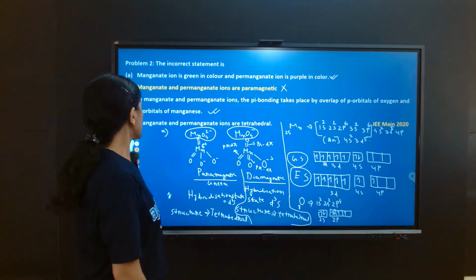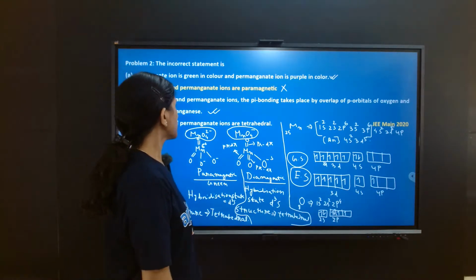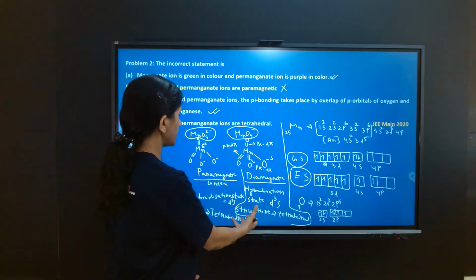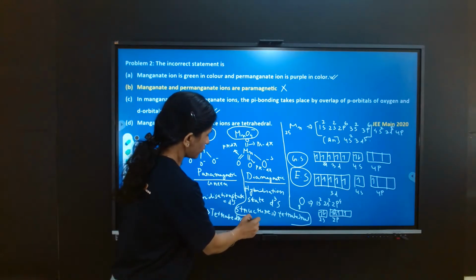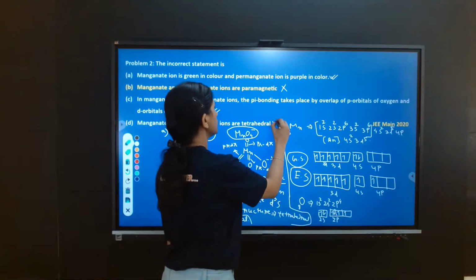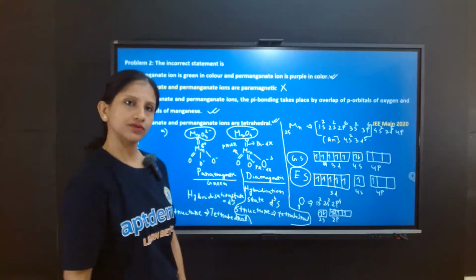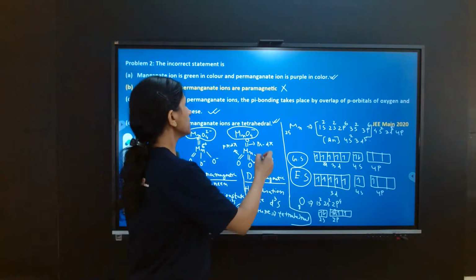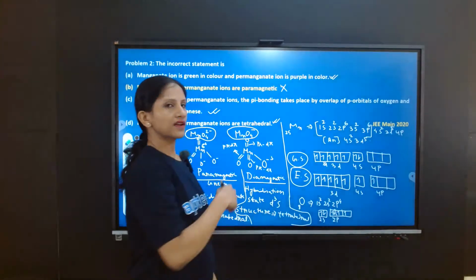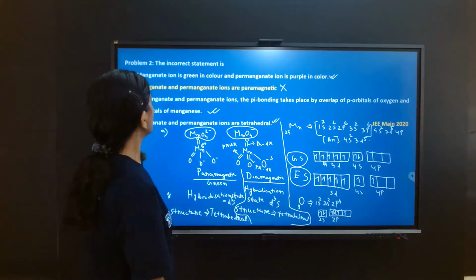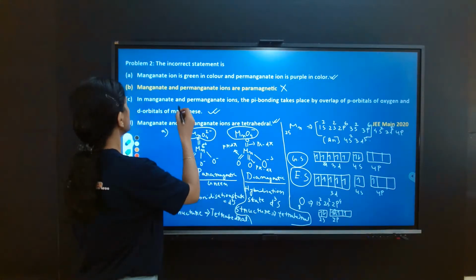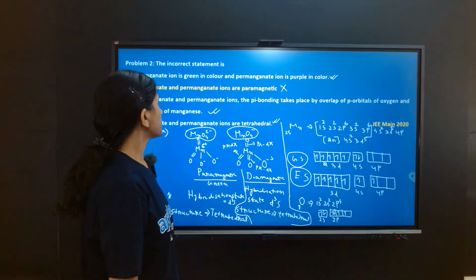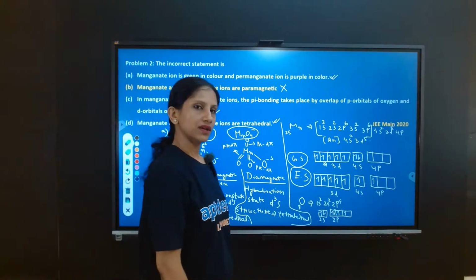Statement D says manganate and permanganate ions are tetrahedral, which is also true, as we have already shown here. So statement D is also a correct statement. Among the four statements, only statement B is incorrect, and that is what we had to find out. So the incorrect statement is statement B, that manganate and permanganate ions are paramagnetic.